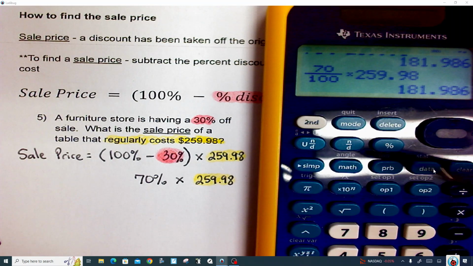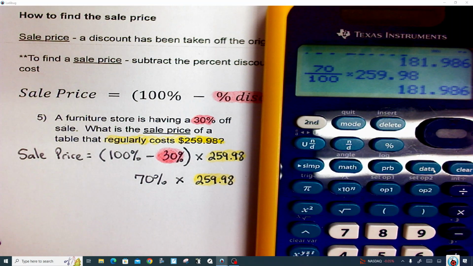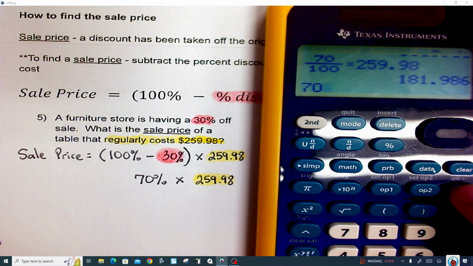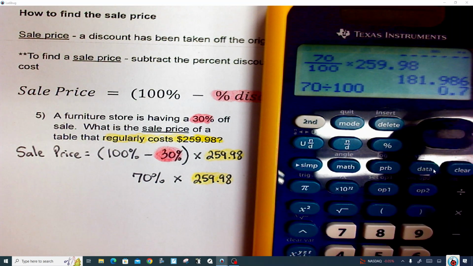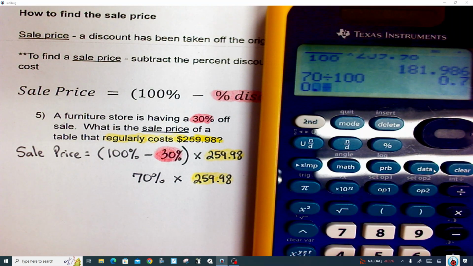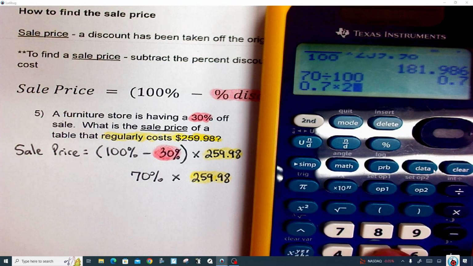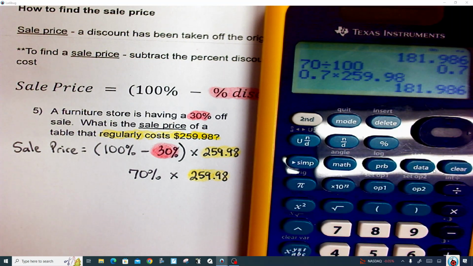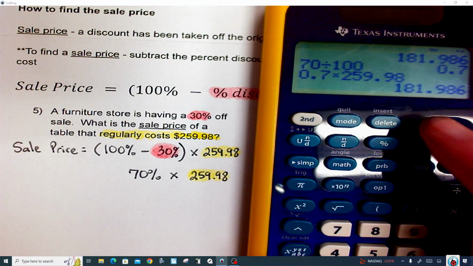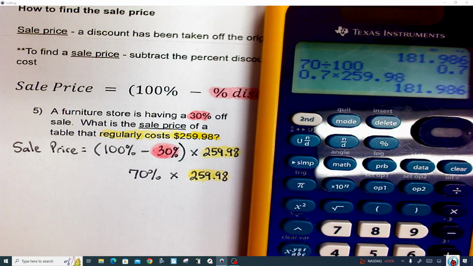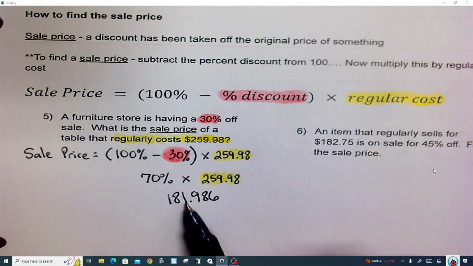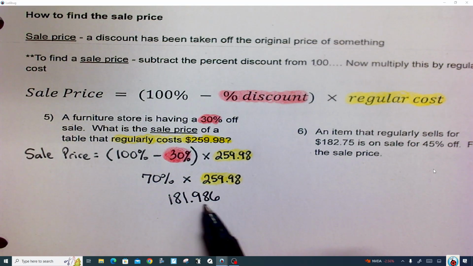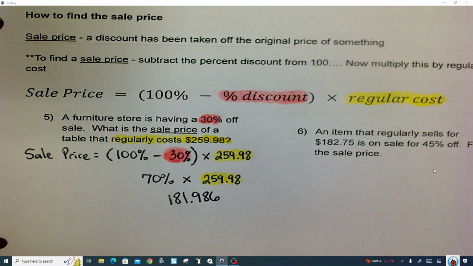Well, what happens if you don't have a nice little fraction button on there? Well, you could do this. You could say 70 divided by 100, and that's 0.7. And so you could say, well, 0.7 times the 259.98, and that gets you, again, the same answer. So even if you have a very cheap calculator, you should be able to use it to get to this answer. And this should be money, and money shouldn't have three numbers after the decimal, so that 6 is going to round this to 99 cents.